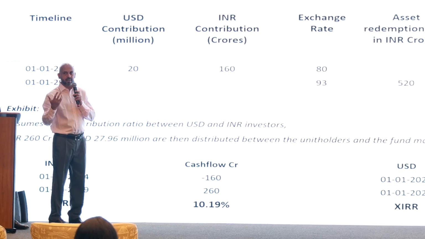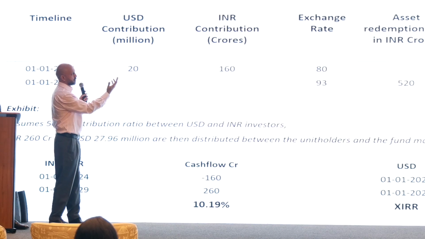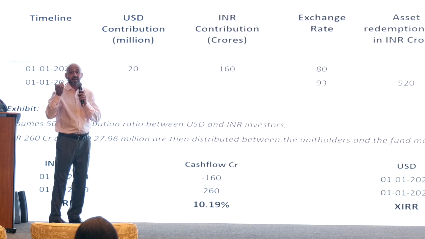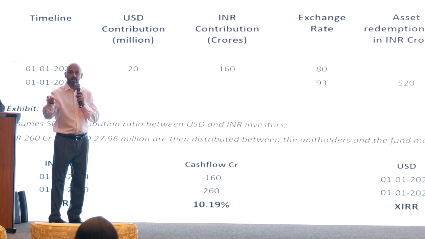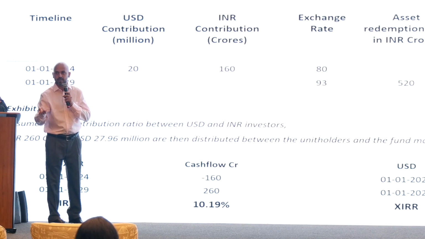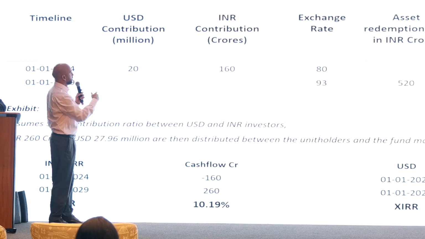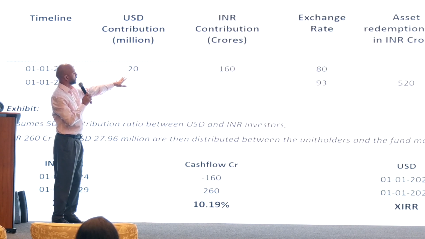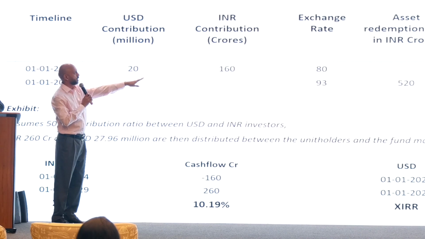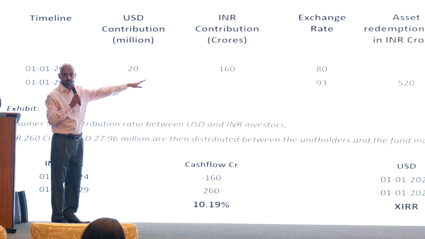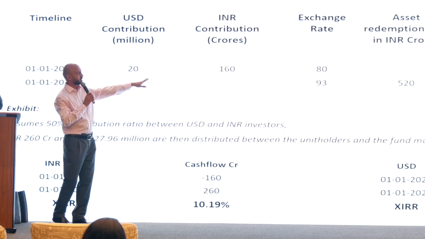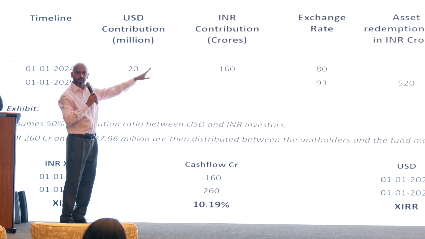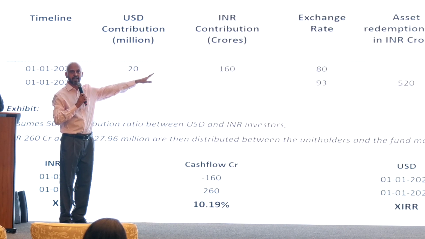And this could lead to interesting situations. For example, one of the situations could be that in INR terms, you might actually clear the hurdle, but in USD terms, you might not clear the hurdle. So why does that happen? Very quickly running through the numbers, you've got 20 million US dollars contributed and 160 crores of Indian rupees contributed. This assumes an exchange rate of 80 at inception.